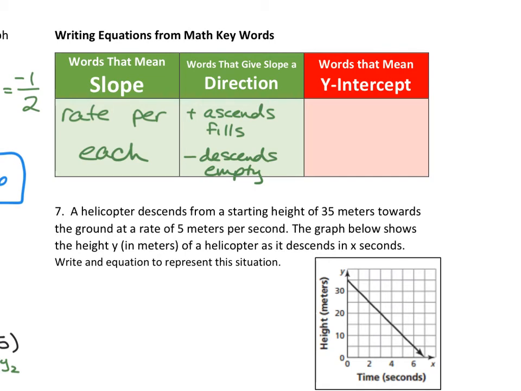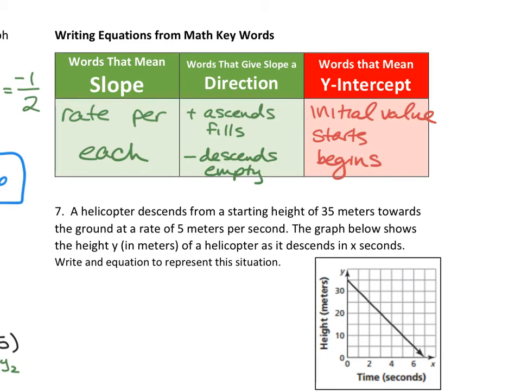There are also some words that mean the y-intercept in our word problems. Some of those words that we need to be looking out for are words like initial value, which you guys know is the same thing as the y-intercept. Initial value means where something starts or begins. So if they're telling you in the situation where something starts, begins, comes from, those are going to be your y-intercept words or values, because they're telling us the initial value or where that starts in real life.